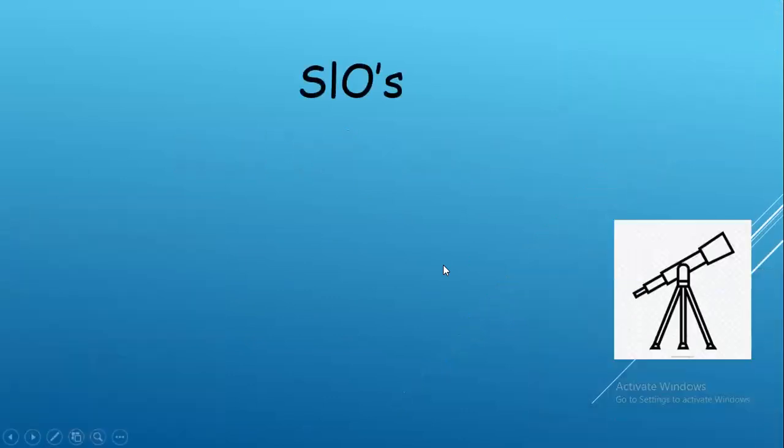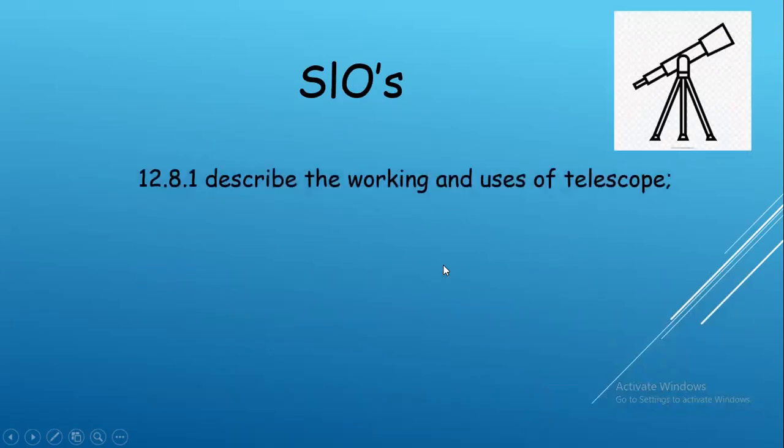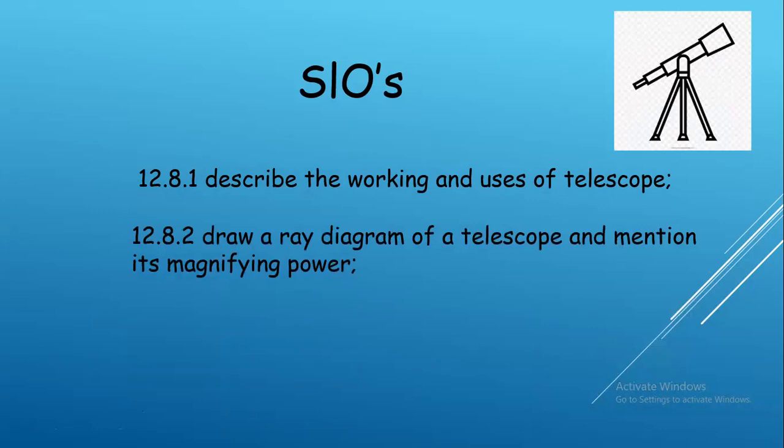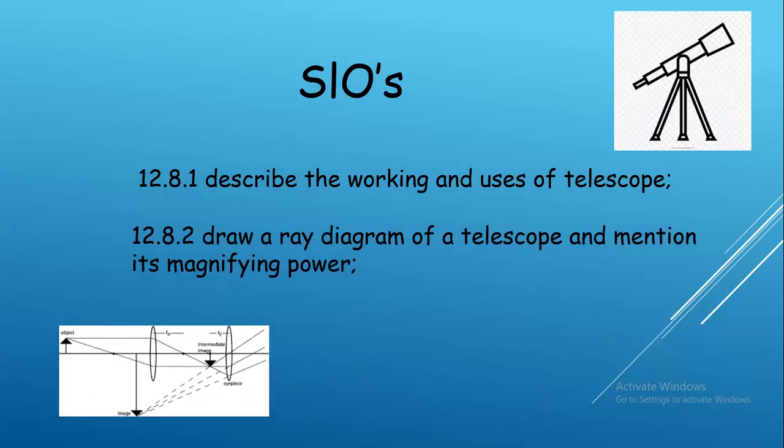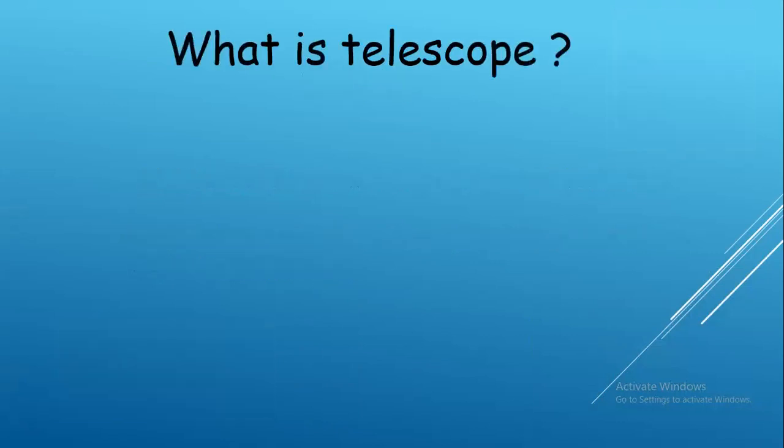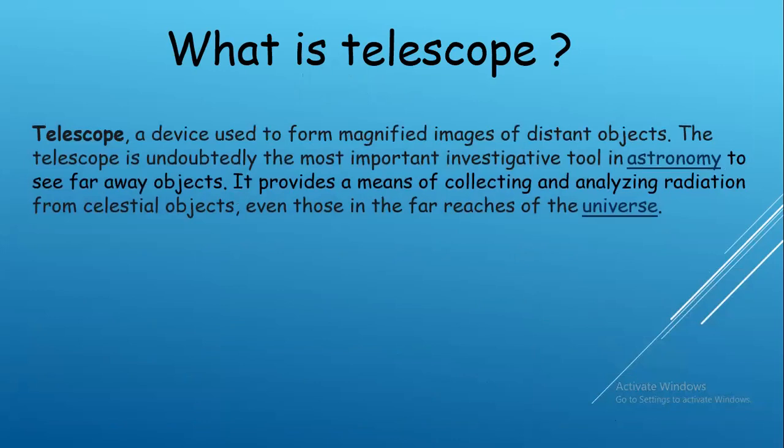We are going to describe the working and uses of a telescope. The second thing is to draw a ray diagram of a simple telescope and mention its magnifying power. For that, first, what is a telescope? A telescope is a device that is used to form images of distant objects. The telescope is the most powerful tool in astronomy.